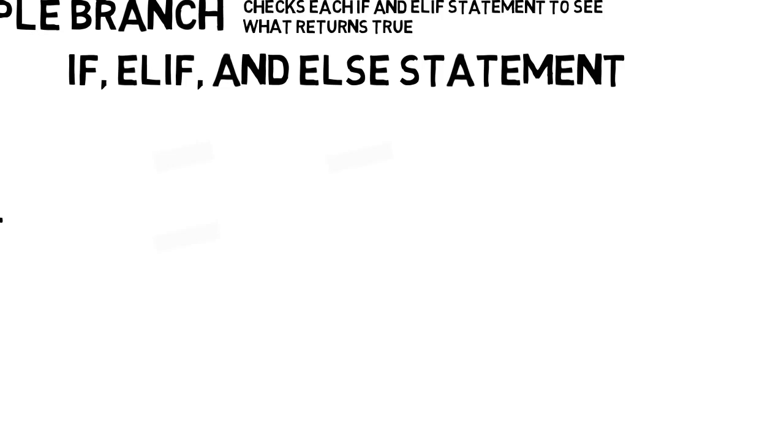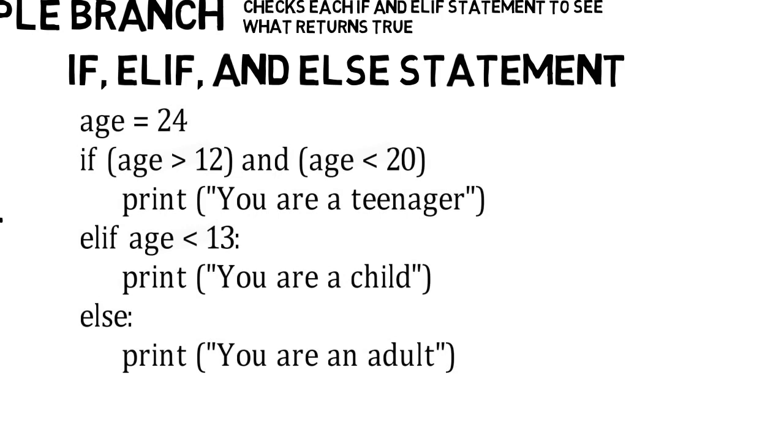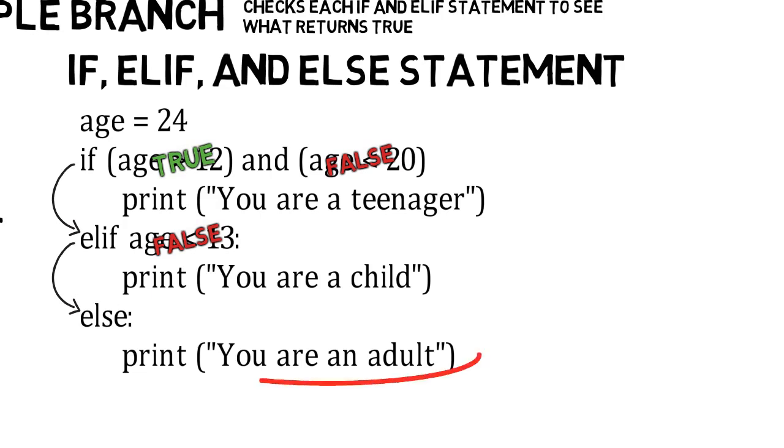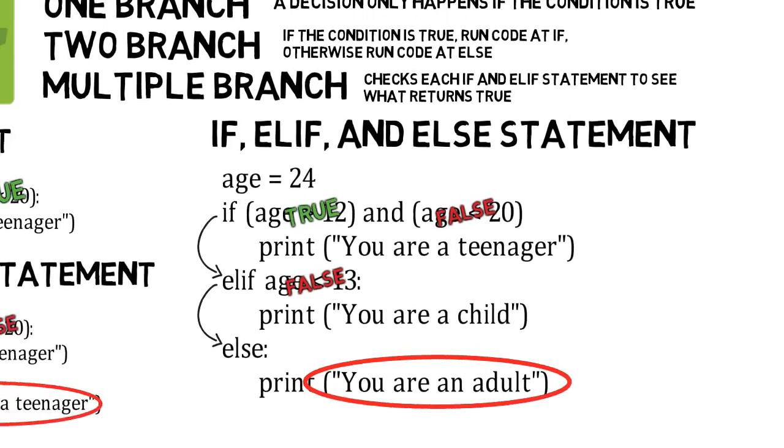For example, age equals 24. If age is greater than 12 and age is less than 20, print you are a teenager. Elif, age is less than 13, print you are a child. Else, print you are an adult. Remember that an elif statement must come after an if statement and before any else statements.